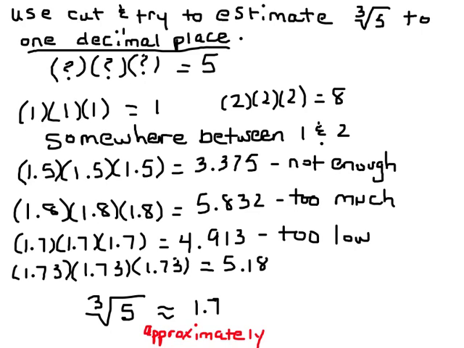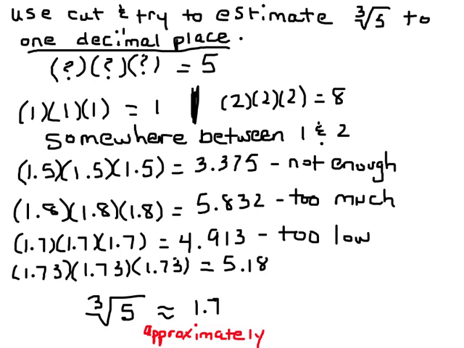So we start with low numbers. 1 cubed is 1, but 2 cubed is 8. 5 falls here in the middle of 1 and 8. So it's got to be somewhere between 1 and 2. So we're going to start, okay, just start somewhere. We'll start at 1.5. 1.5 times 1.5 times 1.5, that is 3.375. That's not enough. So we're going to go up some. Let's go to 1.8. When we cube that, we have 5.832. Well, that's too high. So we'll go down to 1.7.